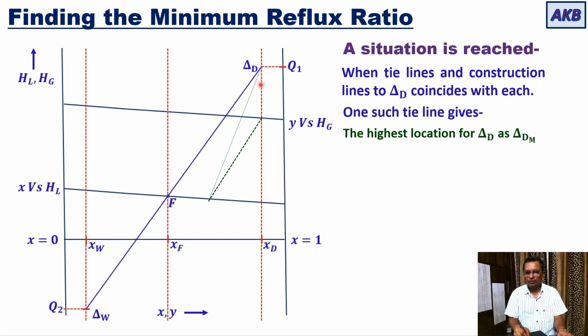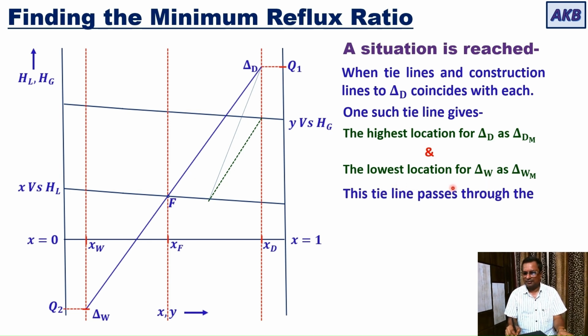So delta D is moving downwards, and you will reach a situation when the construction line will coincide with the tie line, and one of the tie lines will be giving the highest location for the point delta D, and that location will be identified by the point delta DM. At the same time, this tie line will give the lowest location for the point delta W, and that location will be identified by delta WM.